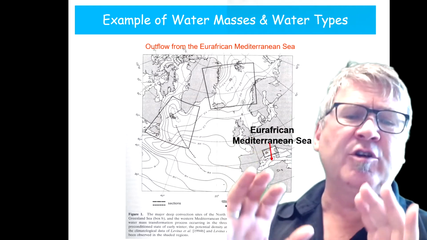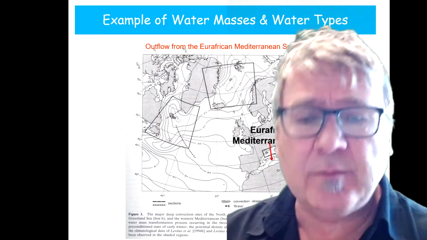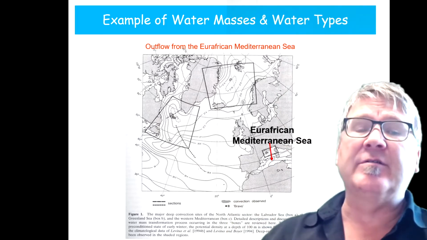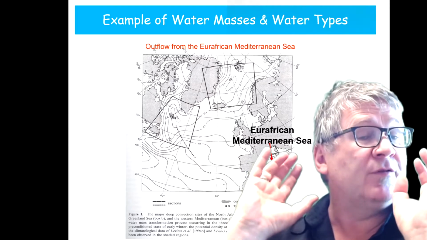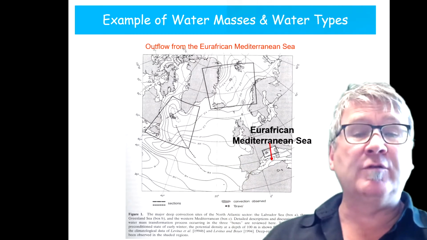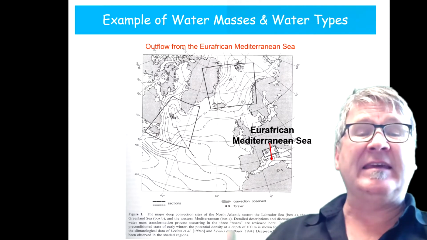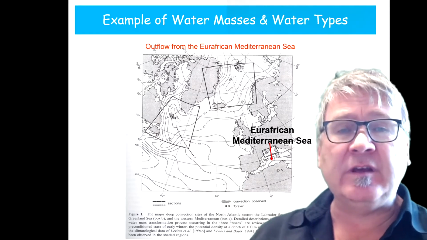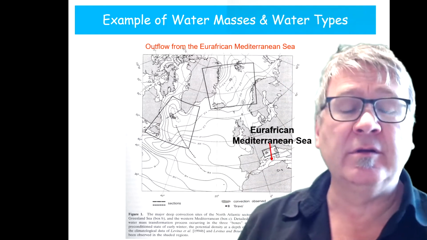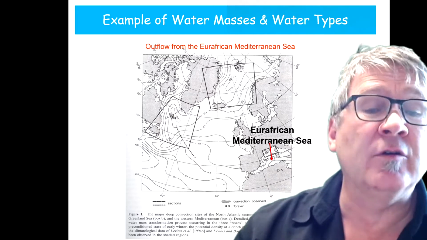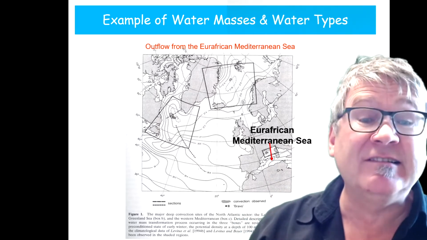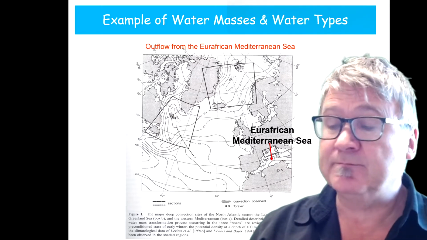Not an example in terms of these calculations, just an example in terms of the structure that you see in a TS diagram. Again, we go straight to the Eurafrican Mediterranean Sea and we look at the outflow from the sea into the ambient North Atlantic. Okay, we're focusing on the outflow through the Strait of Gibraltar, this area here.